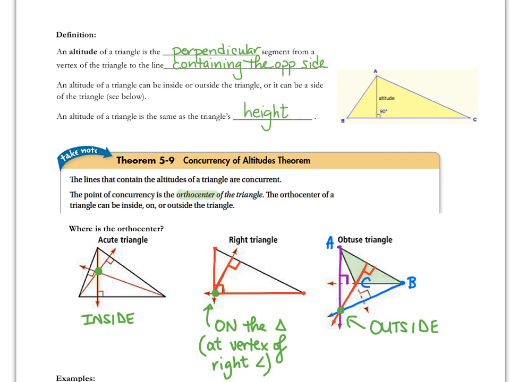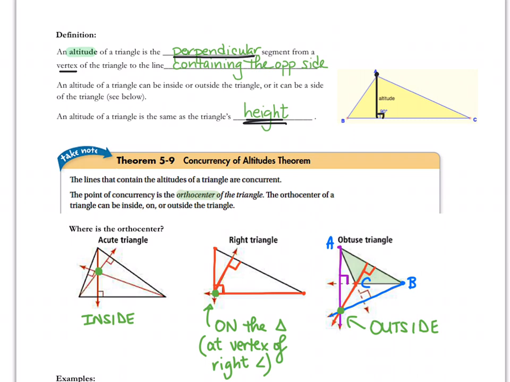So here's the definition of altitude. An altitude of a triangle is the perpendicular segment that goes from a vertex of the triangle to the line containing the opposite side or to the opposite side. So it really is, again, just the height of the triangle. It's the same thing as saying the height. Okay, so when you're looking at this obtuse triangle over here, you're going from the vertex and making a right angle with the opposite side of the triangle.